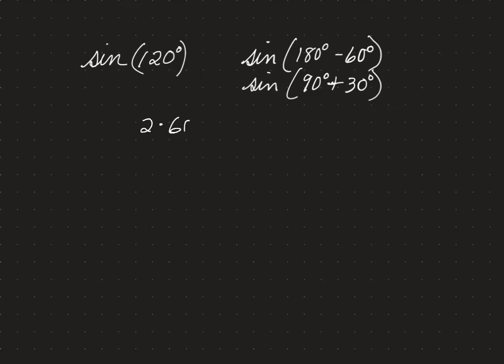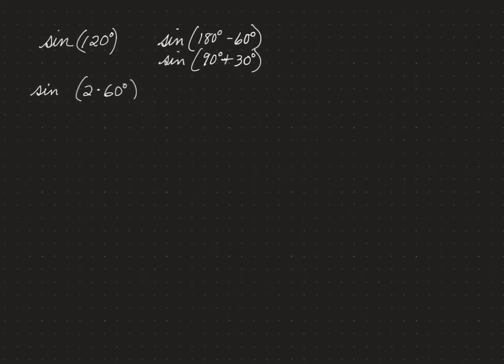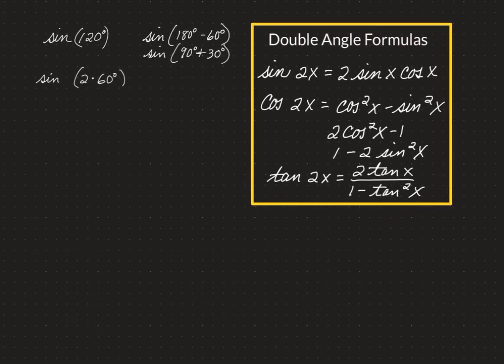120 is equal to 2 times 60 degrees. So we could take the sine of 2 times 60 degrees. Is there a formula for that? Yes, there is. These are called the double angle formulas. As you can see, the cosine double angle formula, the cosine of 2x, has 3 different possible values. So there they are: double angle formulas for sine, cosine, and tangent. As you can see, cosine gets special treatment. There are 3 different ways that the cosine of 2x can be rewritten.